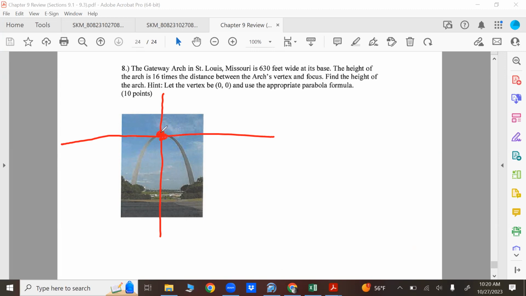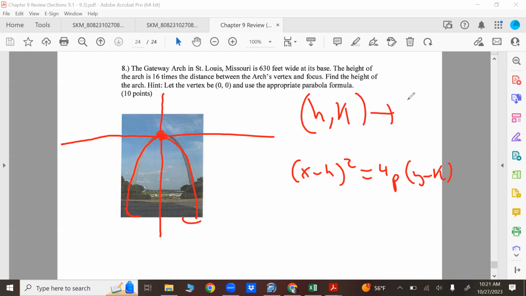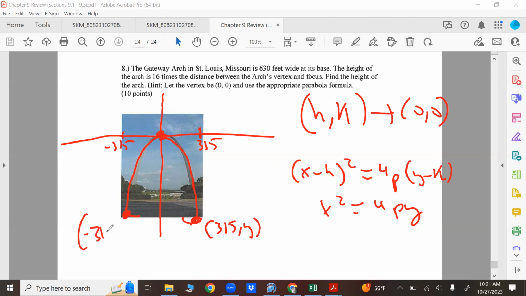Okay, I'm going to do it like that. I'm going to make this a parabola that opens down. So the equation will be like this: x minus h squared equals 4p times y minus k. But it's pretty clear what h and k are. Pretty clear it's 0, 0, right? So it's x squared equals 4py. Now, you're given dimensions, right? You're told it's 630 feet wide at the base. So this is at 315, and that's at negative 315. So this dot right here is 315 comma y, and that's negative 315 comma y.